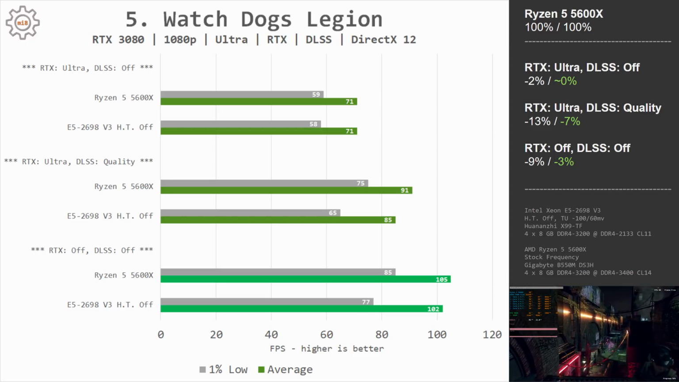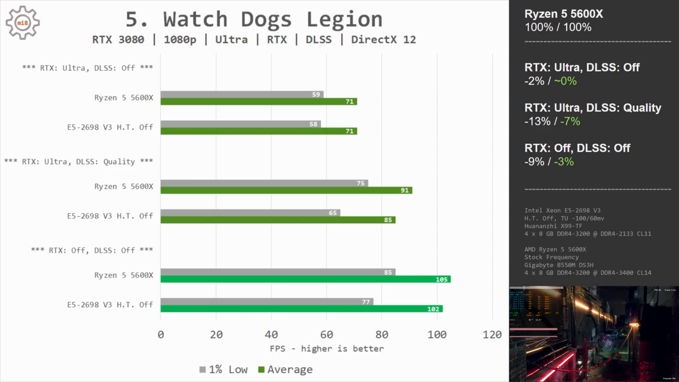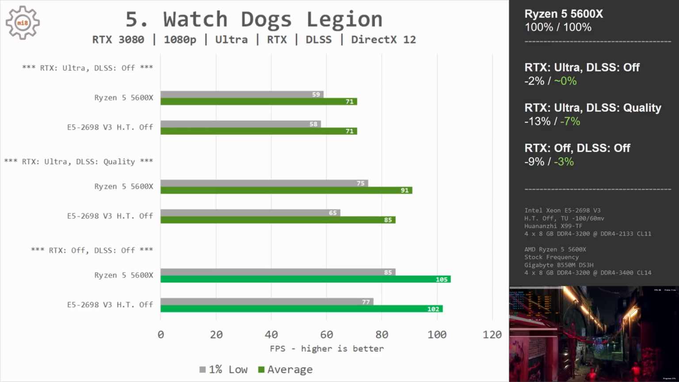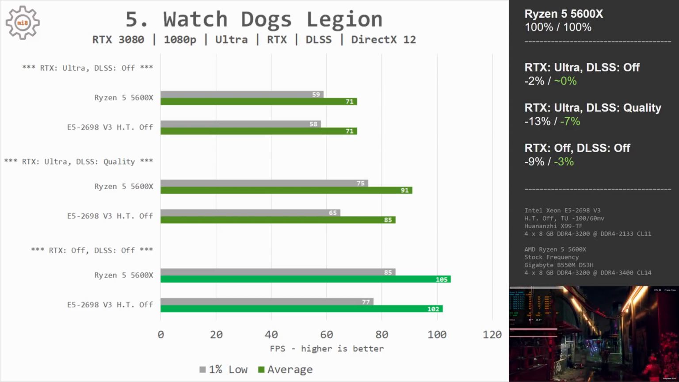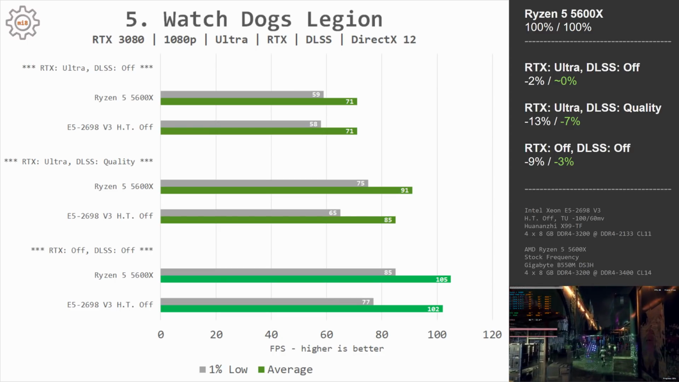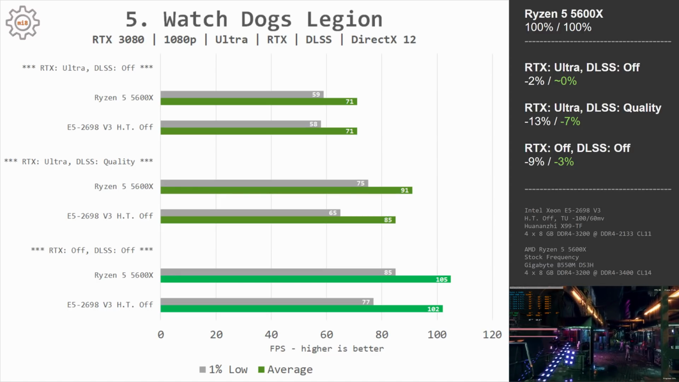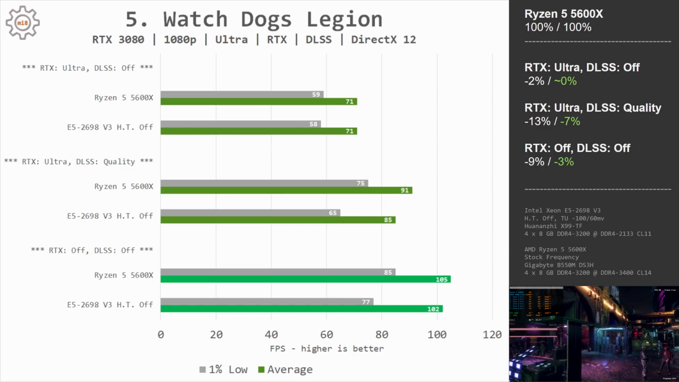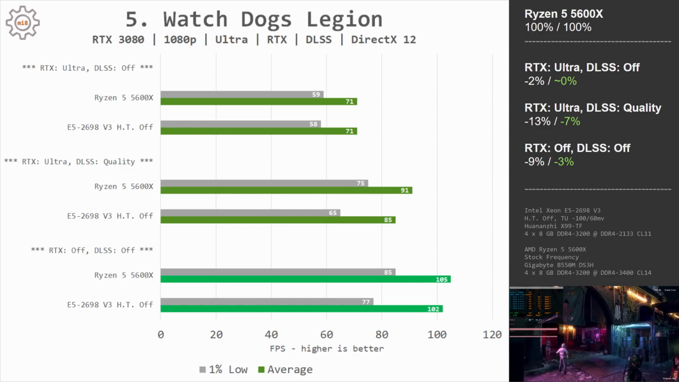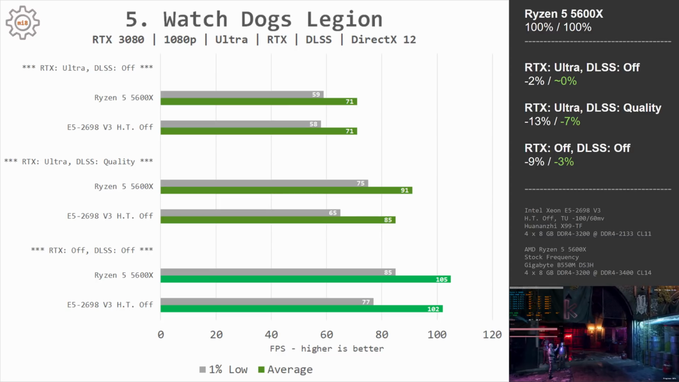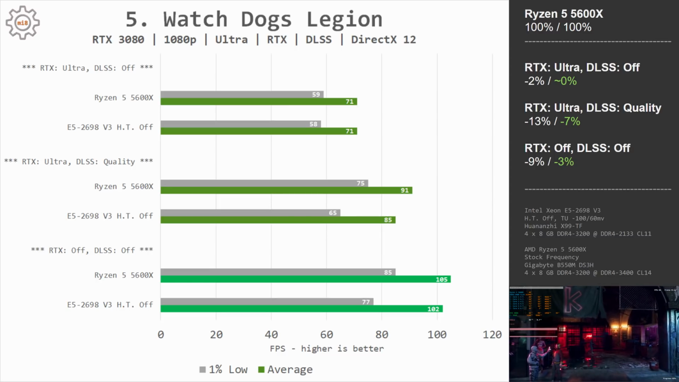As you can see, increasing the GPU load with RTX and DLSS does not help Xeon E5 catch up with Ryzen 5, instead it's starting to lose even more performance compared to Ryzen 5. Enabling Ultra RTX without DLSS increases the GPU load to the level that it doesn't really matter which of the two CPUs you use. The performance is basically identical.